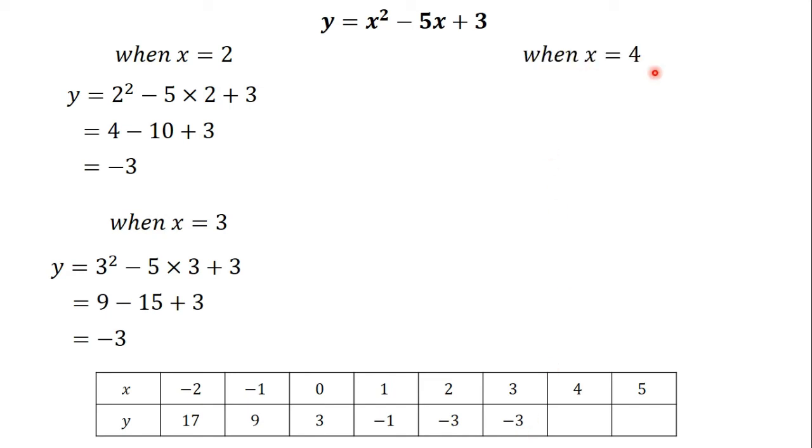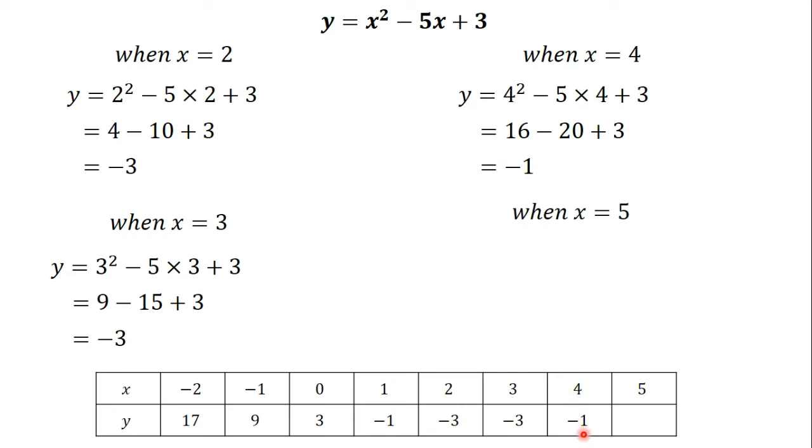The next x value is 4. When x is equal to 4, y will be equal to 4 squared minus 5 times 4 plus 3. 4 squared minus 5 times 4 plus 3 will give us 16 minus 20 plus 3. And 16 minus 20 plus 3 will give us minus 1. So when x is 4, y is equal to minus 1.